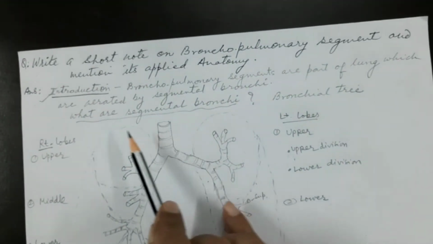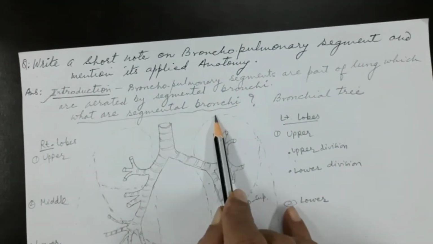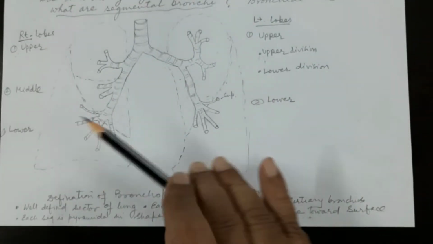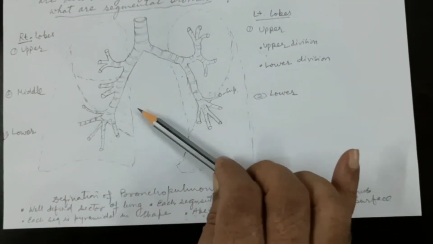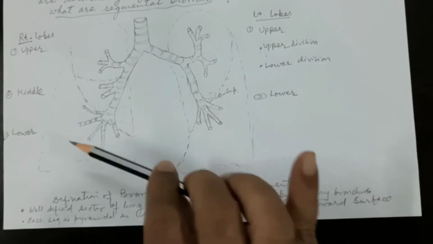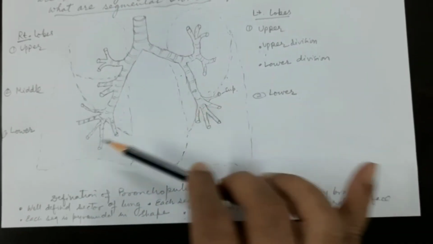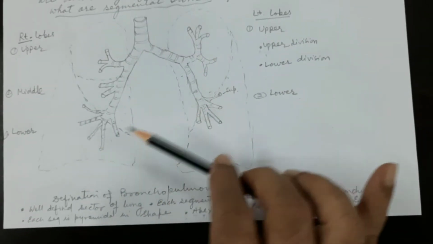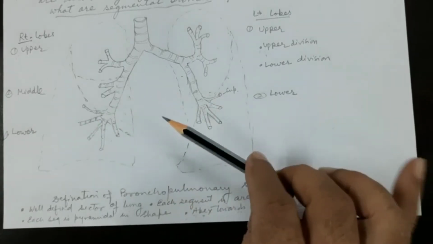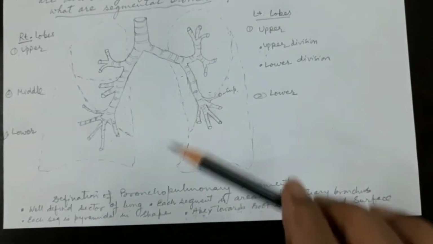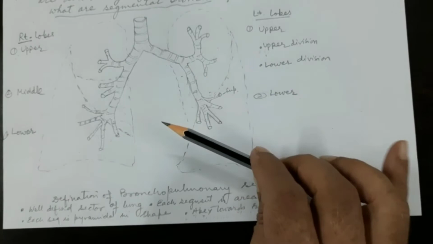Our question was: what are segmental bronchi? It is the tertiary division, or the third division, within the lung tissue of the bronchial tree, that is called the segmental bronchi. Second was the bronchi for each lobe, or lobar bronchi.